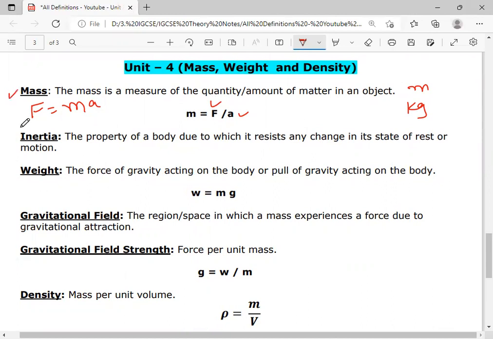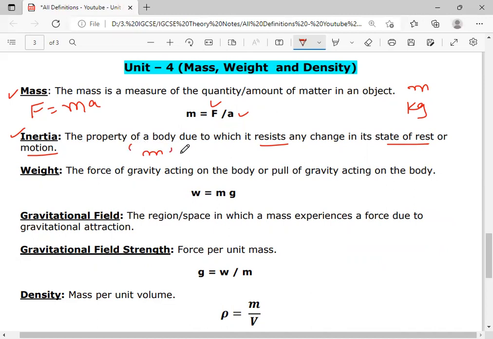Then the definition of inertia: it is the property of a body due to which it resists any change in its state of rest or motion. What does it mean? If a body is in the state of rest and we want to make it move, then it will oppose the motion and will try to remain in the state of rest. Or if the body is in the state of motion and we want to stop it, then it will continue its motion and will resist the stopping process.